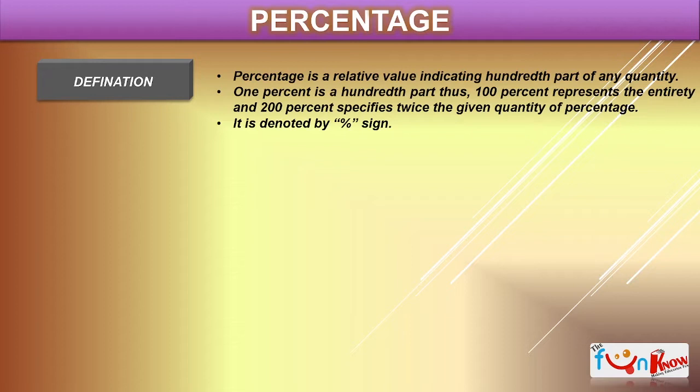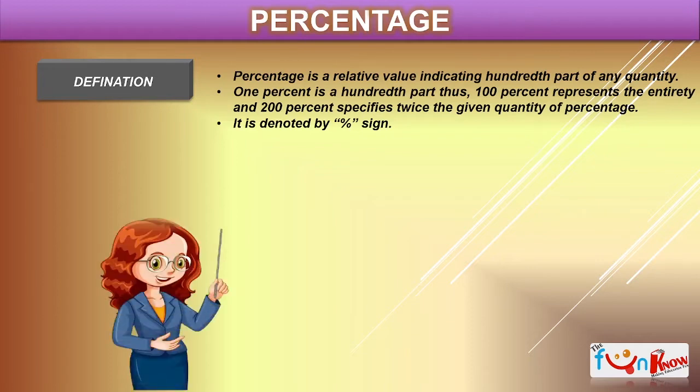So if you have x, y, z, any quantity, if you are going to make 100 parts of that, so all 100 parts together, if you're including, then it will be 100%. If you're taking one part of that 100, then it will be 1%. 1% is a hundredth part, thus we can also call it as percent represents the entirety. That means if the whole value you have, if you are dividing that value into 100 parts, one part will be 1% and the whole 100 parts will be 100%, and 200% specifies twice the given quantity.